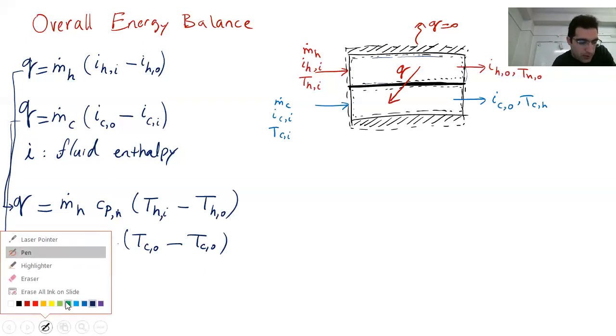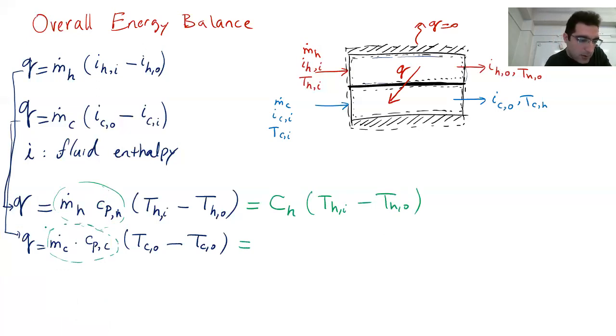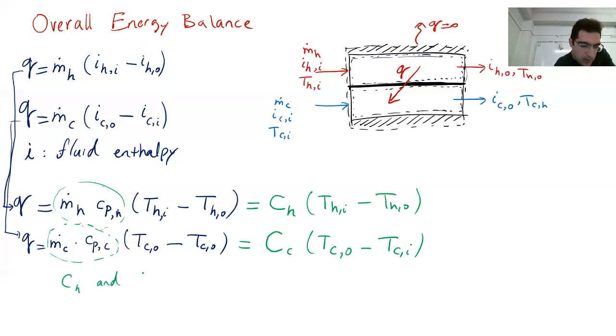Also, what I can do, I can combine m dot and cp and show it as capital C for the hot fluid, C sub h, times T sub h in minus T sub h out. Same thing here, I can combine m dot times cp for the cold fluid and show you the capital C for the cold fluid, times temperature of the cold fluid outlet minus temperature of the cold fluid inlet. And we define capital C sub h and capital C sub c as heat capacity rates.